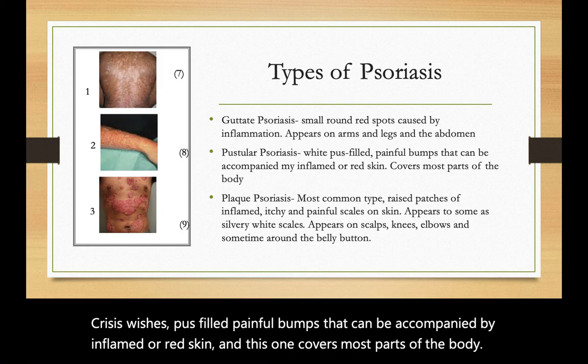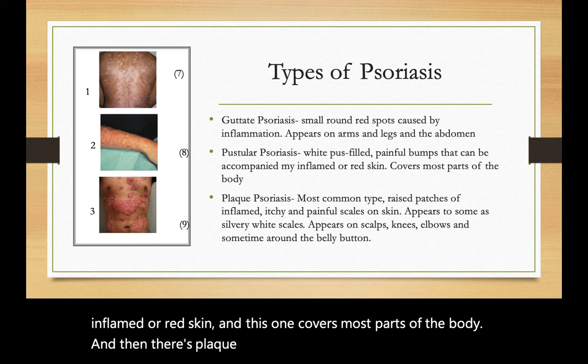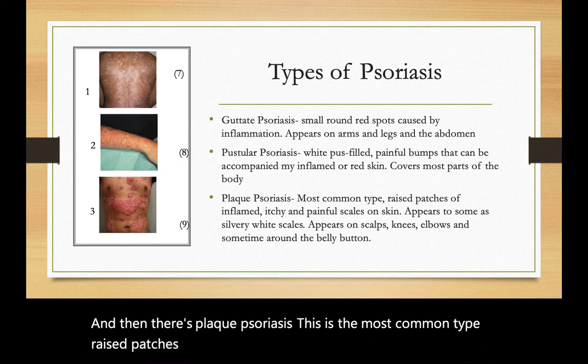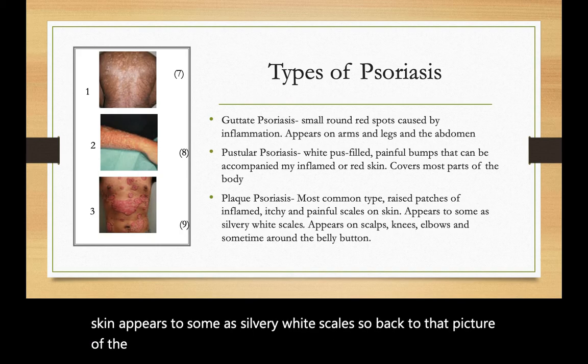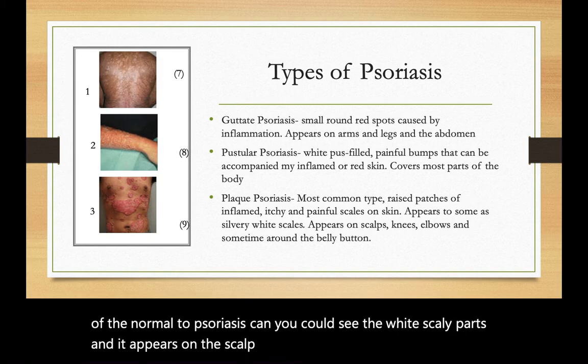And then there's plaque psoriasis. This is the most common type. Raised patches of inflamed skin, itchiness, painful scaly skin, appears to some as silvery white scales. So back to that picture of the normal to psoriasis skin, you could see the white scaly parts. It appears on the scalp, knees, elbows, and sometimes around the belly button.